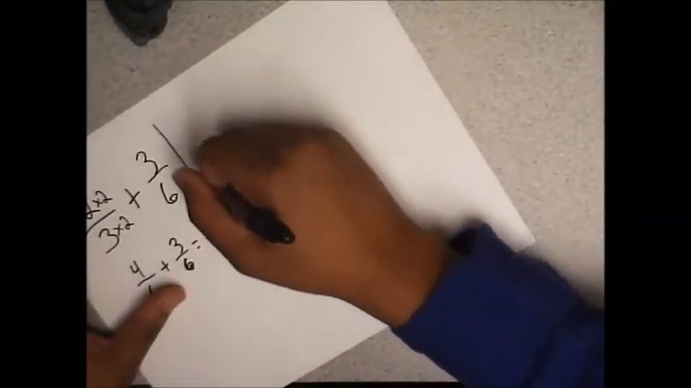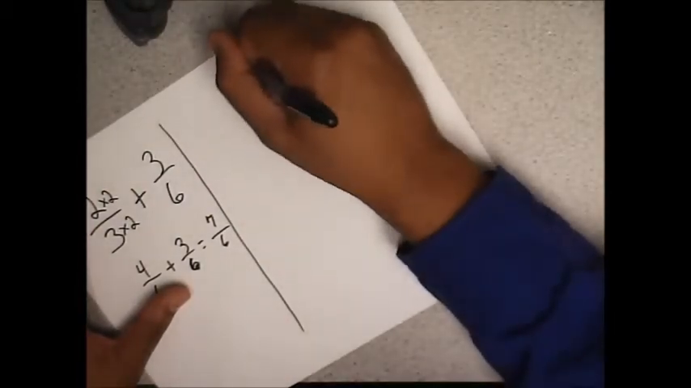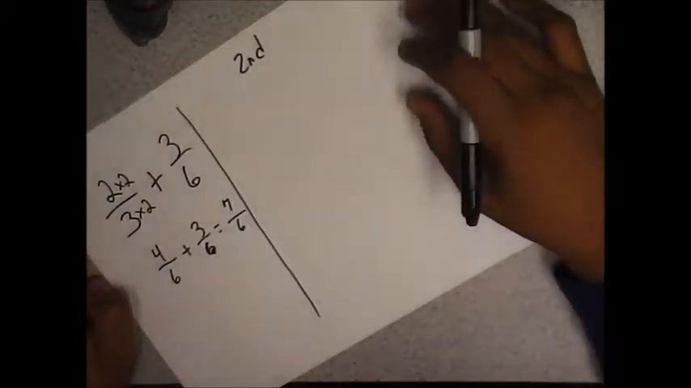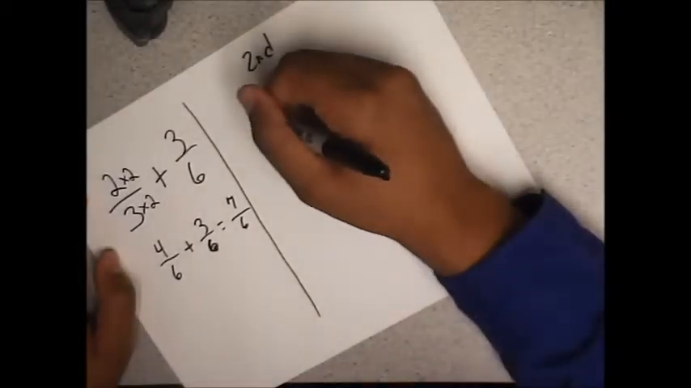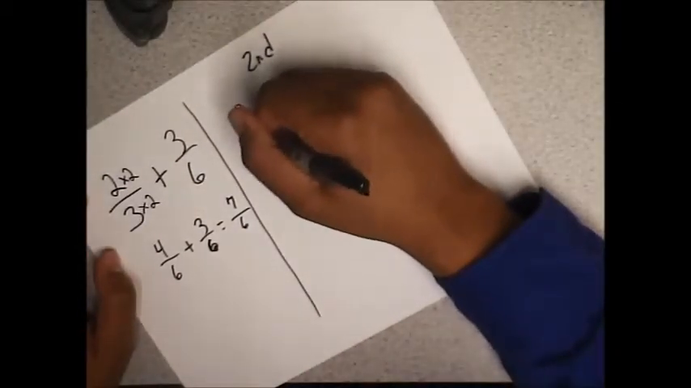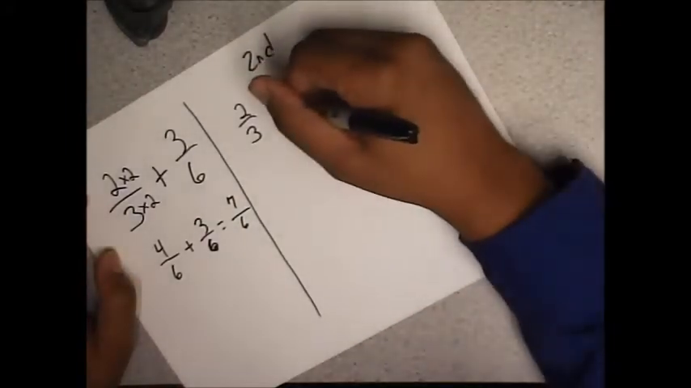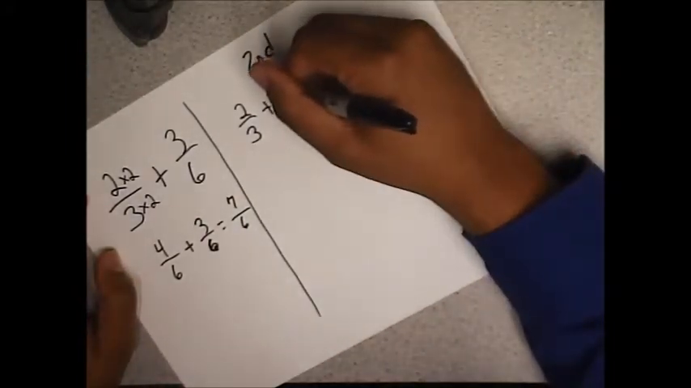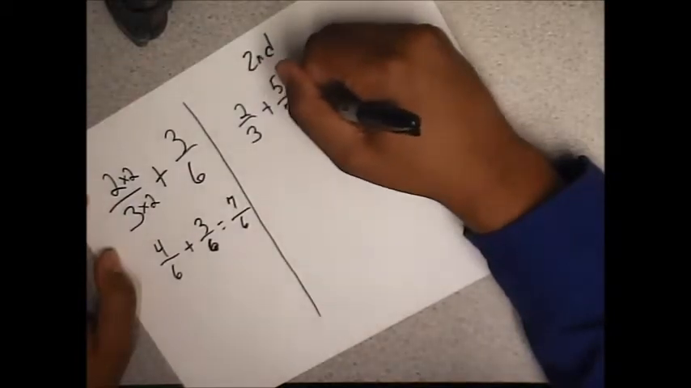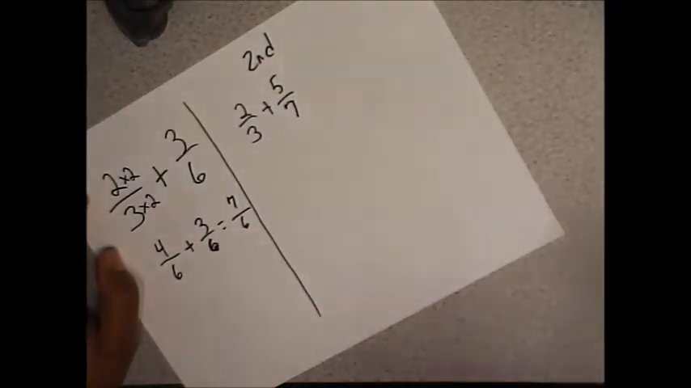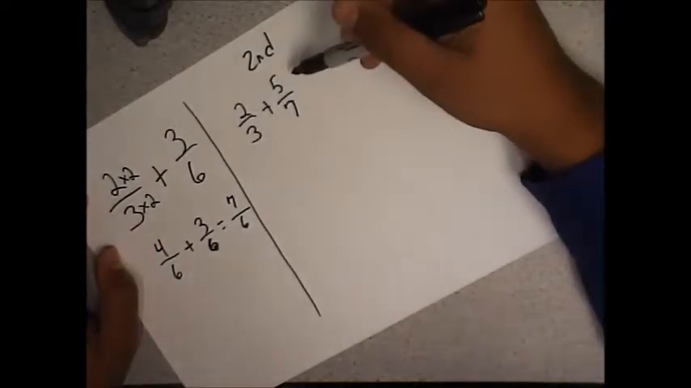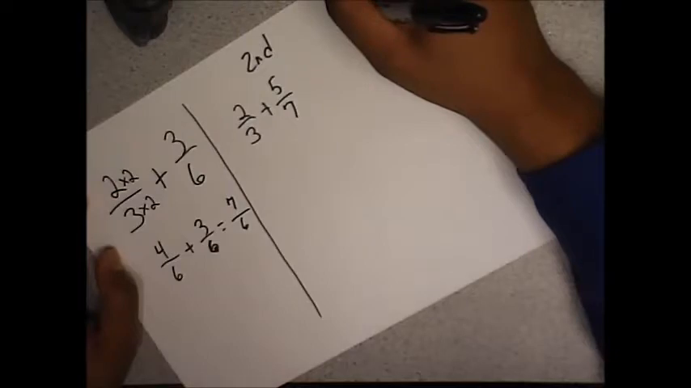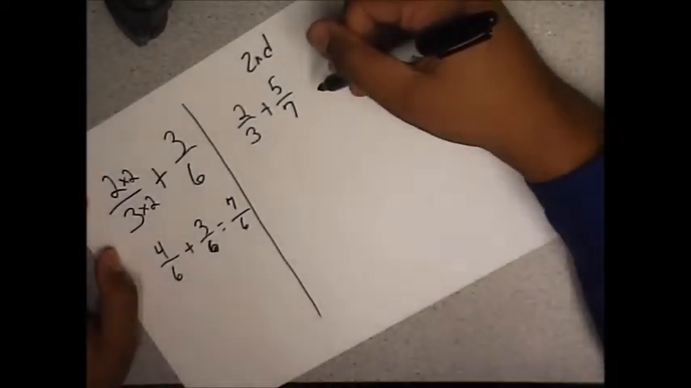I'm going to do this again. I'm going to show you a second example. Okay? So let's try something where we have to change the denominator for both of these. Okay, so let's do 2/3 plus, let's do 5/7. Okay, so I can't add them because they're not common. So the first thing I have to do is find the common denominator.